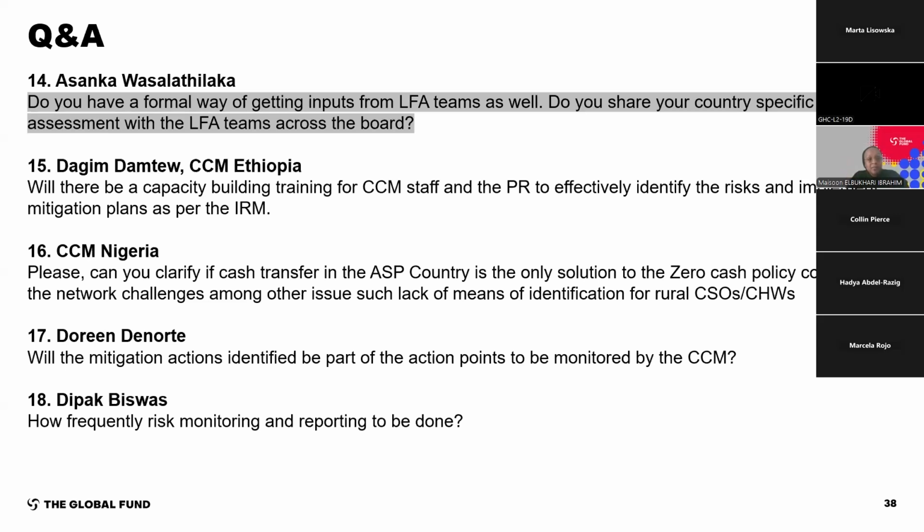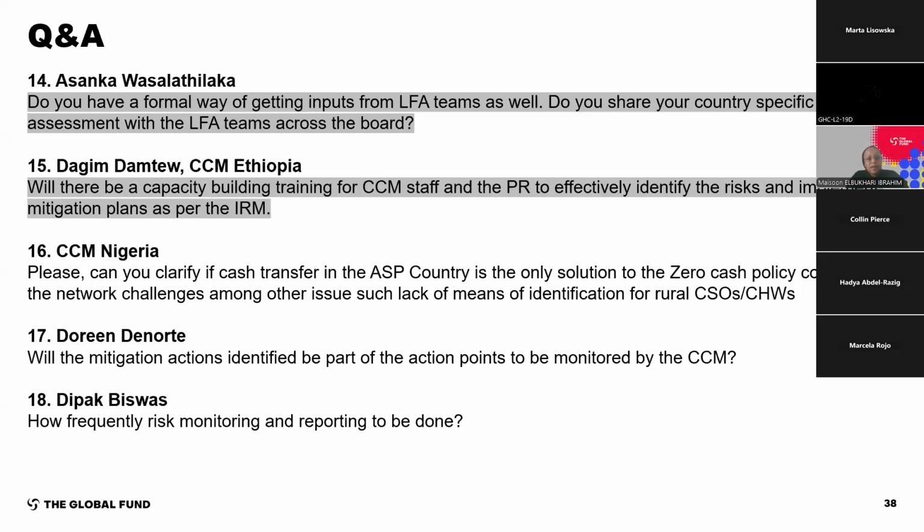Will there be a capacity building training for CCM staff and the PR to effectively identify the risks and implement mitigation plans as per the IRM? Yes, the CCM Hub is planning a number of events in 2025, and the CCM Hub will be reaching out to you, and we will be working together on that.